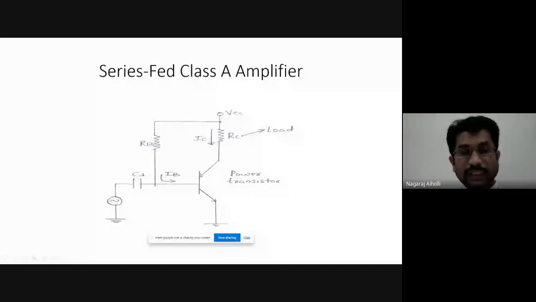Hence, the output voltage and the current which are changing around the Q point will give the AC power that is delivered to this load RC. When the AC input signal is applied, we will be getting the AC output power because of the output voltage and the output current varying around the operating point, and that AC power is delivered to the load RC. This RC is a load resistance, correct? That AC power is delivered to the load.